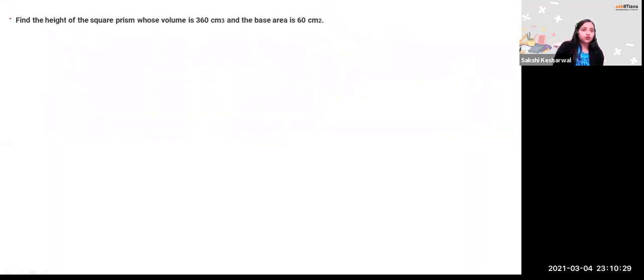Now, coming to question number two. What does question number two say? Find the height of the square prism. The base is a square, so the prism is basically a cube, and its volume is 360 centimeter cube, and the base area is 60 centimeters square. So no matter which type of prism, if you know its base area and volume, you can find its height, right?